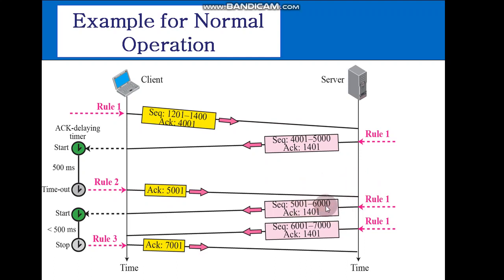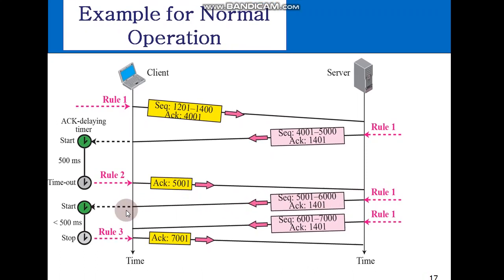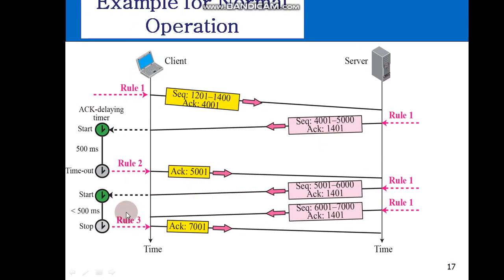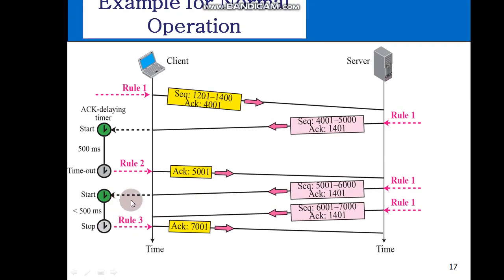Now if 5001 to 6000 is sent by the server to the client, and in the meantime again 6001 to 7000 is also sent to the client, and there is no data received from the client to the server, then it will acknowledge again 1401, because after the 1401 acknowledgement there is no other data received from client to the server. So still it is expecting 1401 data to be sent from the client, and if it is sent before the timer expires, then the timer stops and immediately it sends the acknowledgement for the latest data that has been received.